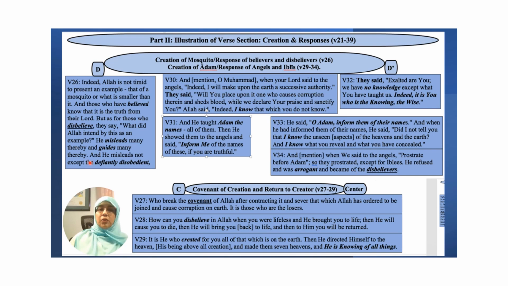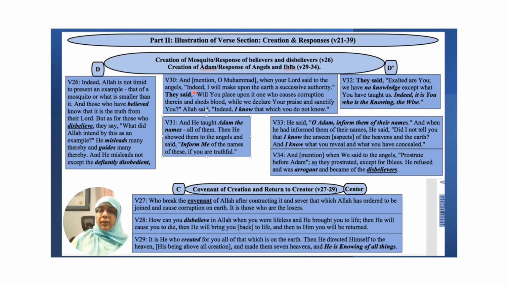Now, by contrast, in verse 26, the believers knew the truth of Allah's example in his creation of the mosquito. While that is similar to how in verse 34, the angels acknowledged and submitted to Allah's authority, wisdom, and command. So the other key theme here is Allah's divine knowledge, which even the angels do not completely comprehend.